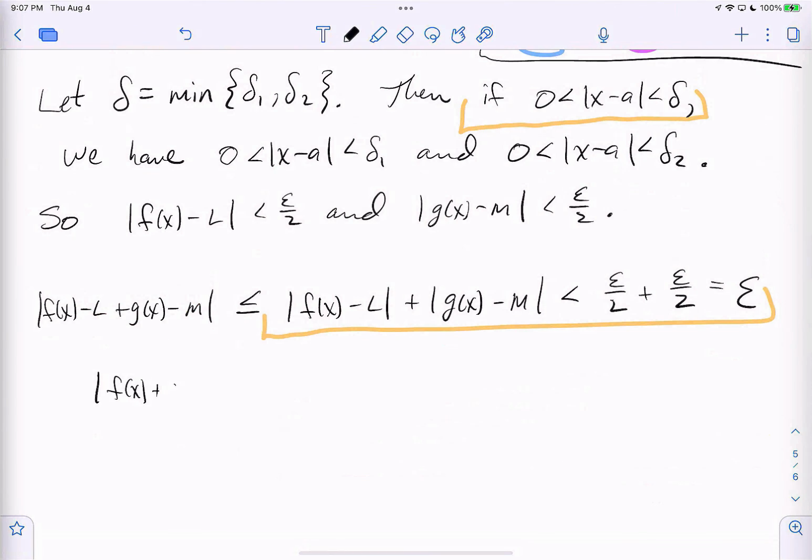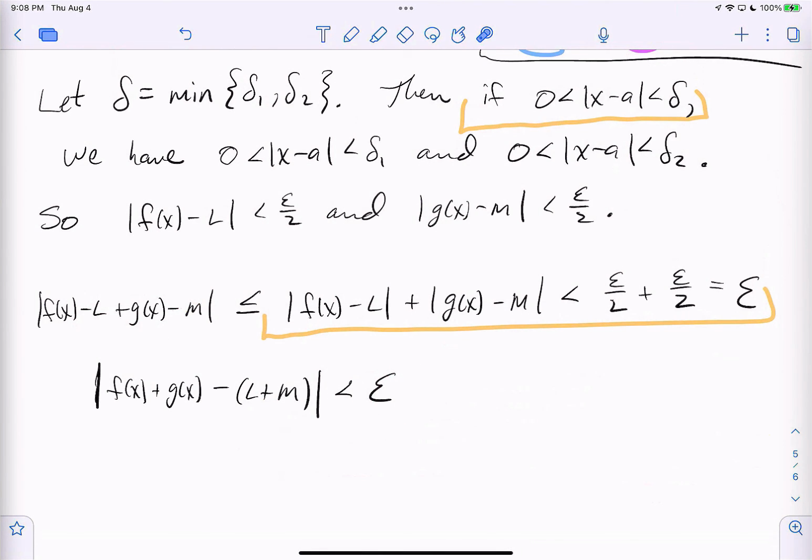So if I rearrange what's inside the absolute value, then I have the absolute value of f of x plus g of x minus the quantity L plus m. I just went ahead and factored out the negative and combined them together. And that absolute value is less than epsilon. This, by the way, the adding of the two epsilons is why we used epsilon over 2. So at this point, we have simply an epsilon.